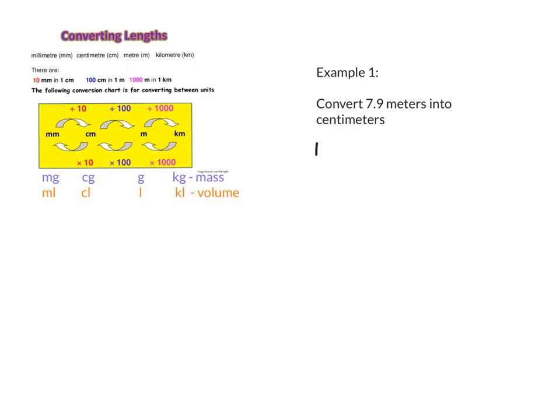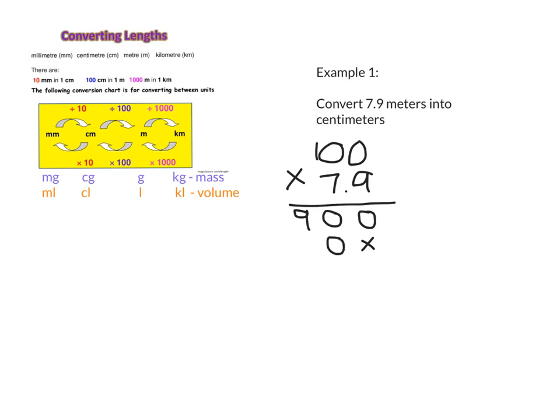So we can do 100 times 7.9, and I would go ahead and multiply. So 9 times 0 is 0, 9 times 0 again is 0, 9 times 1 is 9. Now we'll put an x or a 0 here. 7 times 0 is 0, 7 times 0 is 0, and 7 times 1 is 7, and now I would have to add these together.